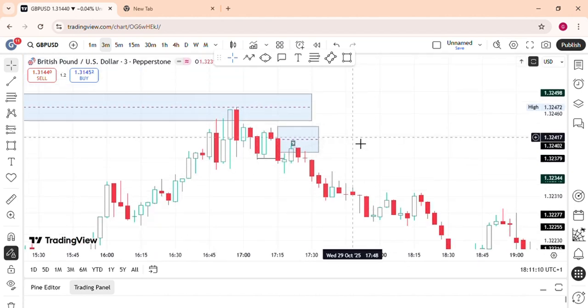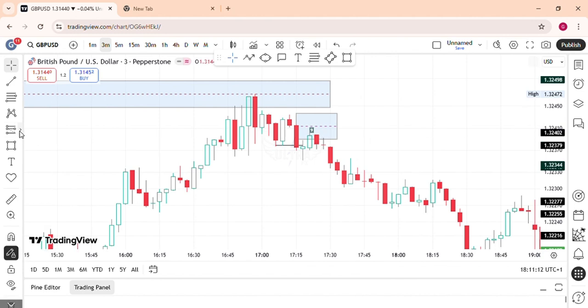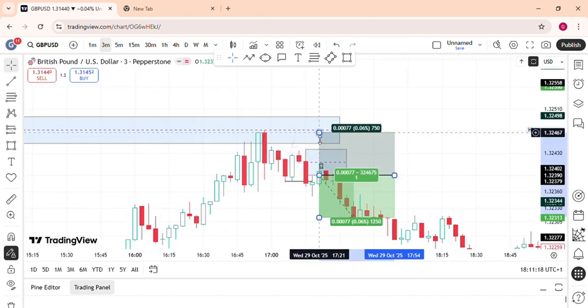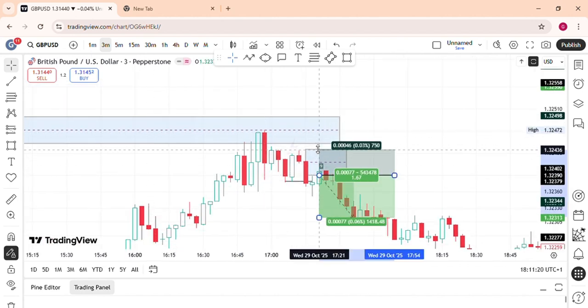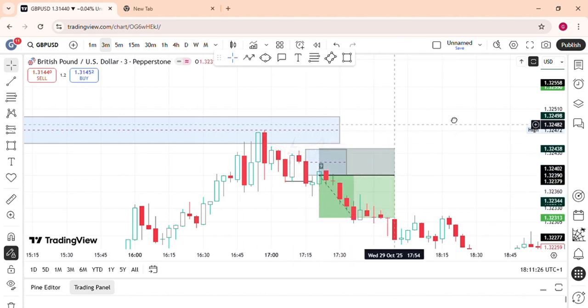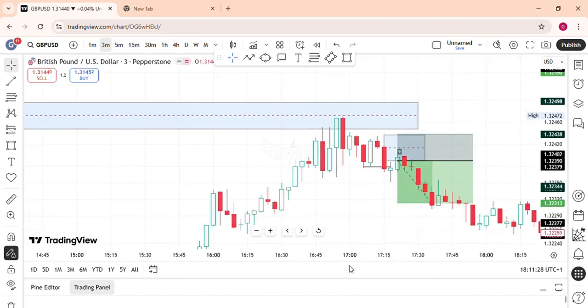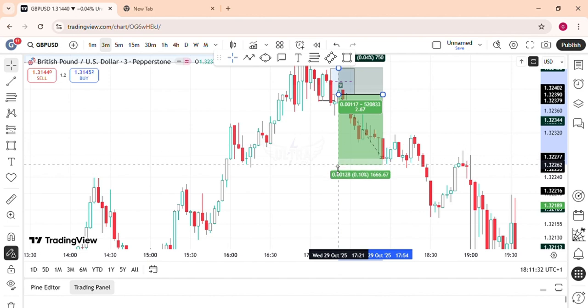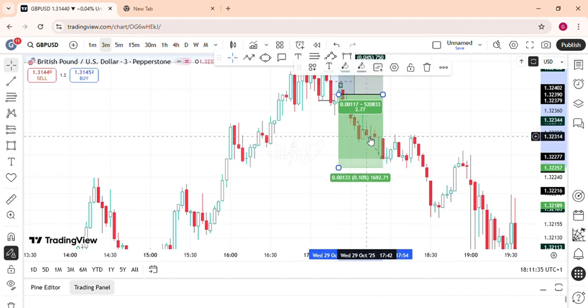Short position at this spot here, and our stop loss would be at this high, or this high. This high would be better if we want a higher risk to reward ratio. Let's see. So we have a 2.77 risk to reward ratio if we set our TP here.